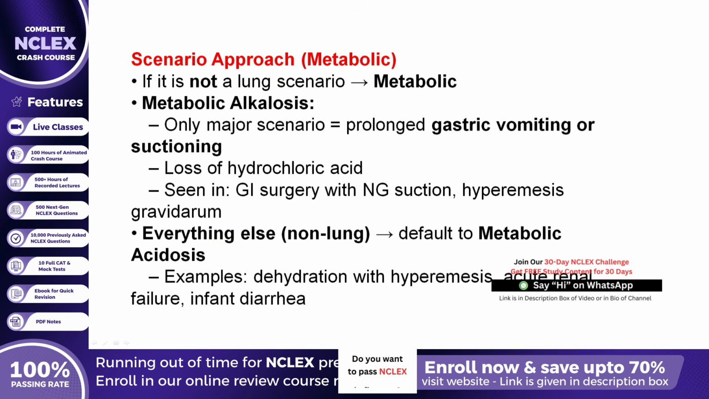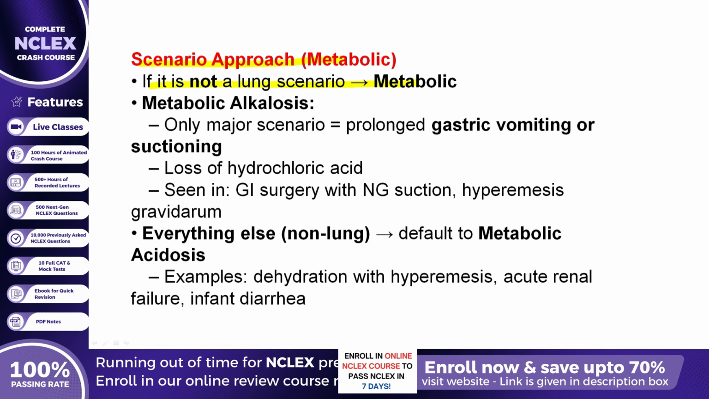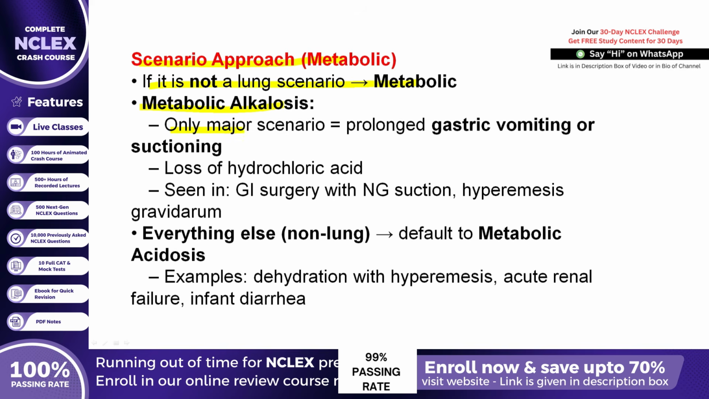Continuing with the scenario method, if it is not a lung scenario, then it is metabolic. When you think of metabolic alkalosis, the only major scenario to look for is prolonged gastric vomiting or suctioning. This happens because of the loss of hydrochloric acid. It is commonly seen in conditions like gastrointestinal surgery, with nasogastric suction, and in hyperemesis gravidarum. And everything else that is non-lung will default to metabolic acidosis. Some examples include dehydration with hyperemesis, acute renal failure, and infant diarrhea.